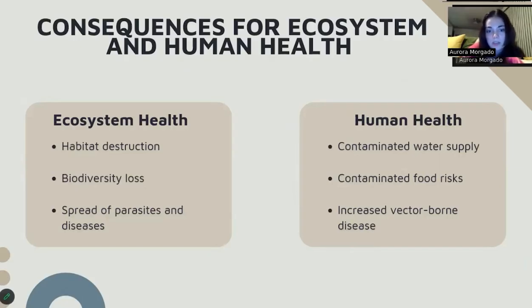Invasive species can contaminate our water supply. Think about increased harmful algal blooms or the introduction of pathogens. There's also a risk to food security, especially seafood, if the quality or safety is compromised. Lastly, we're seeing a rise in vector-borne diseases. For instance, stagnant water created by invasive plants or sometimes fish can become breeding grounds for mosquitoes.